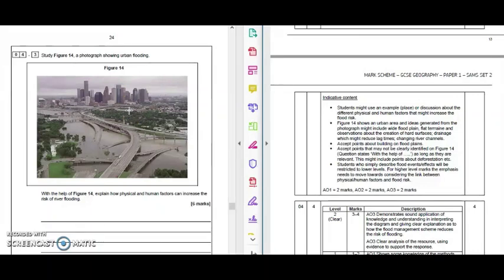Or you could actually say the impermeable surface could be just a natural thing, a physical factor. If there is hard rock down, the rock again won't let water through it, and also act the same as concrete or tarmac. So as long as you explain physical and human and reference figure 14, we should be getting into the higher marks.